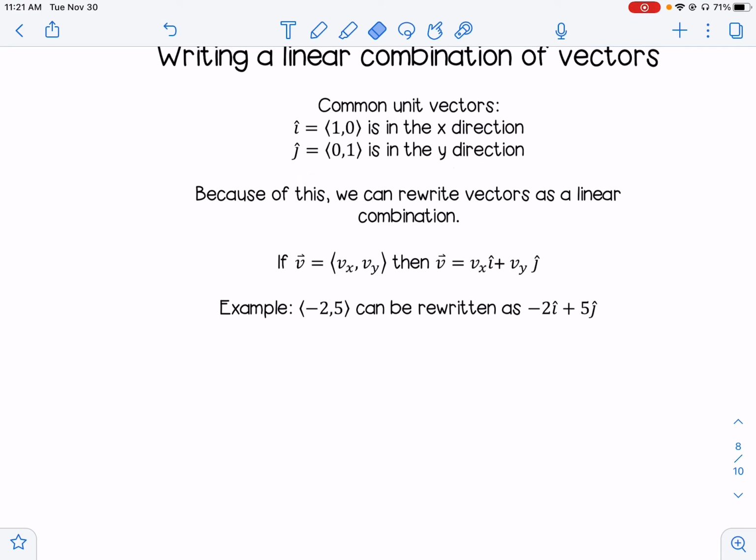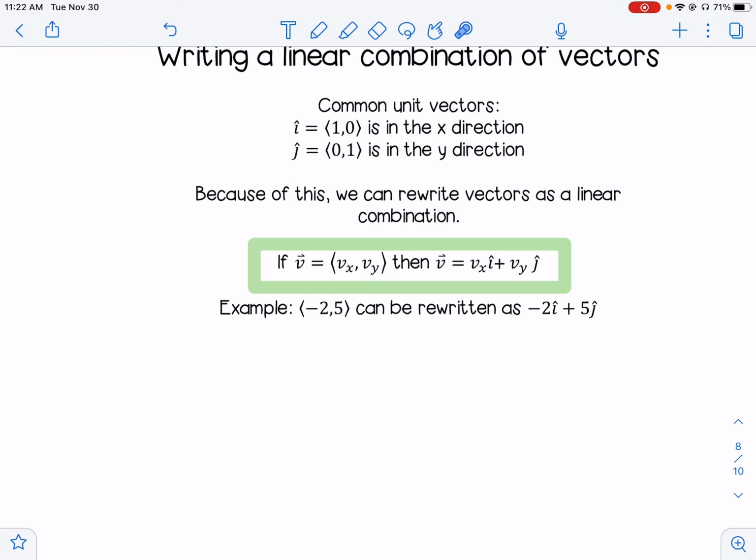So here, what we can do with this is rewrite our component forms by saying the x component is going to be multiplied by i, and the y component is going to be multiplied by j. That's because we're just going to take a scalar and multiply it by i, which means it's going in the x direction. We're going to take a scalar and multiply it by j, which means it's going in the y direction. I have that written out here. If we have a vector v and we write it in component form with the little brackets, vx, vy, then we can rewrite it as vx times i plus vy times j.